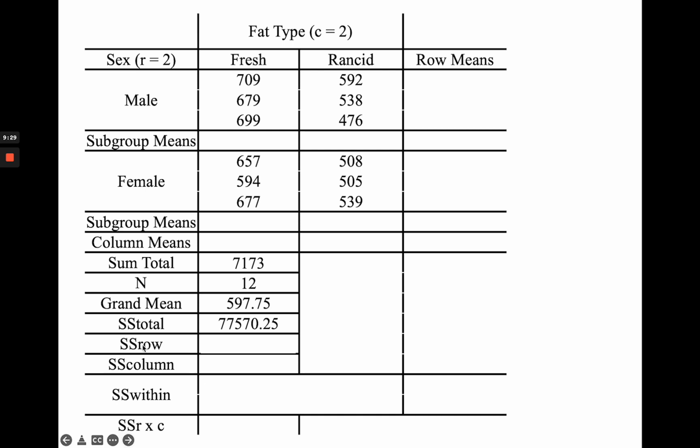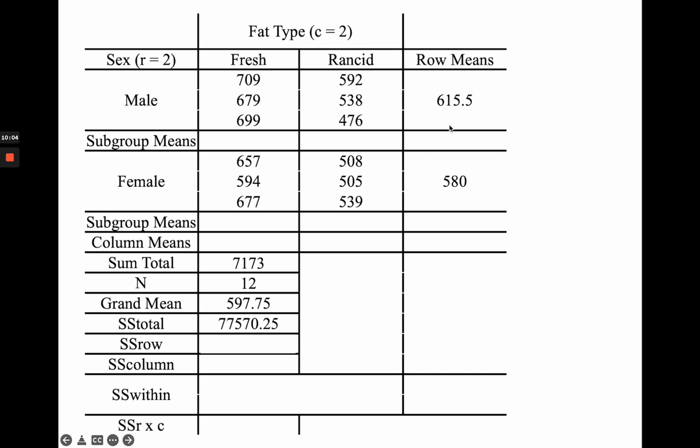So sums of squares row is going to look at differences between males and females. The first thing you need to do is calculate the average weight gain for all males regardless of fat type. So we take all 6 of these values from the males and average them, which should give you 615.5. We add up all the data for females, and that should give us 580. You see that males are gaining somewhat more weight than females are, probably because they started out heavier.